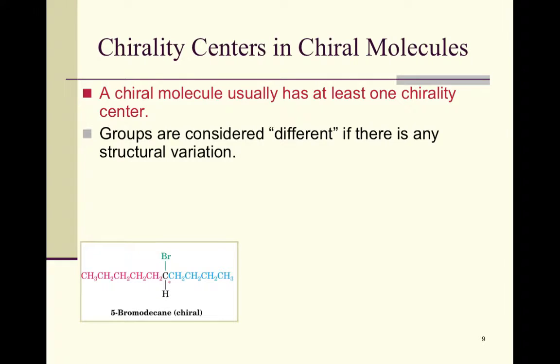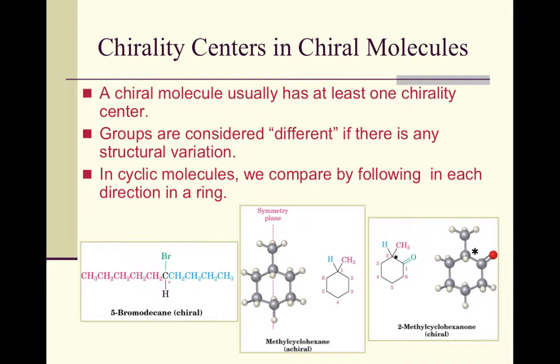Groups are considered different if there's any structural variation. This includes a different number of carbons, a different halogen. It also includes if you have a double bond on one side but not the other. In cyclic molecules, we compare by following each direction in a ring. Let's take a look here.